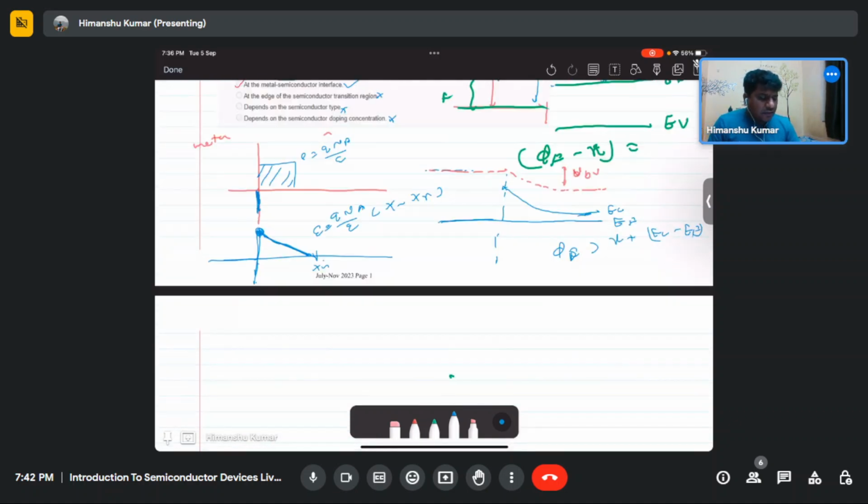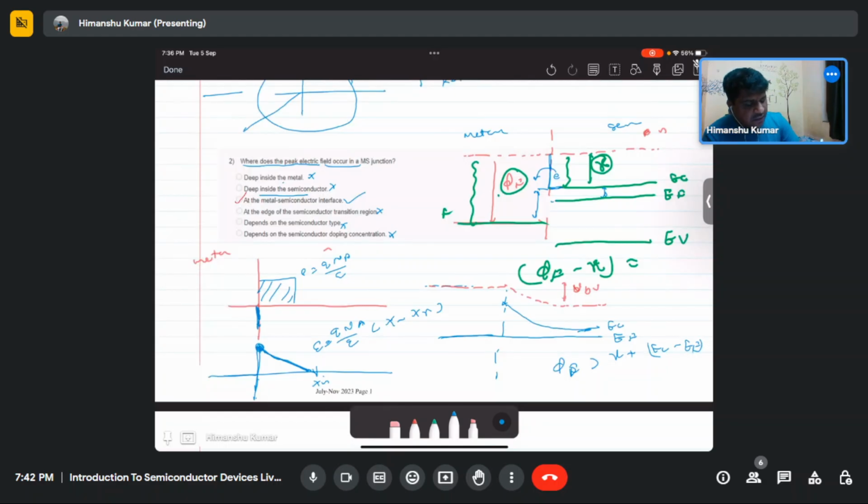In equilibrium, the Fermi levels should align, so the Fermi level must be brought down. As we bring down this Fermi level, a barrier will form, because the gap between EC and the Fermi level in the metal will remain constant. So to align the EC, we need to make a barrier like this.